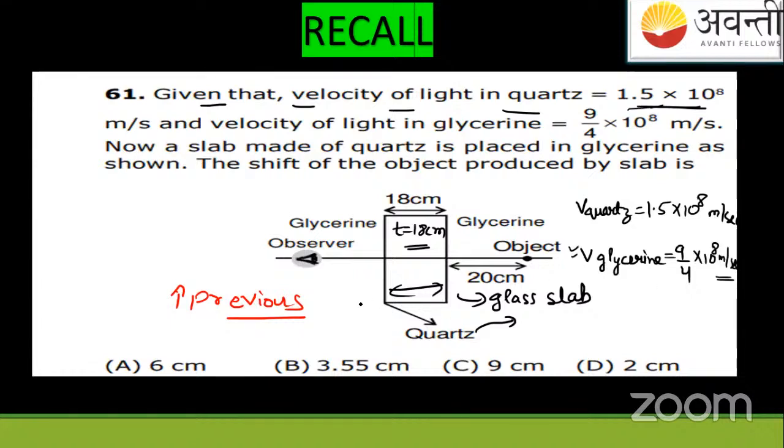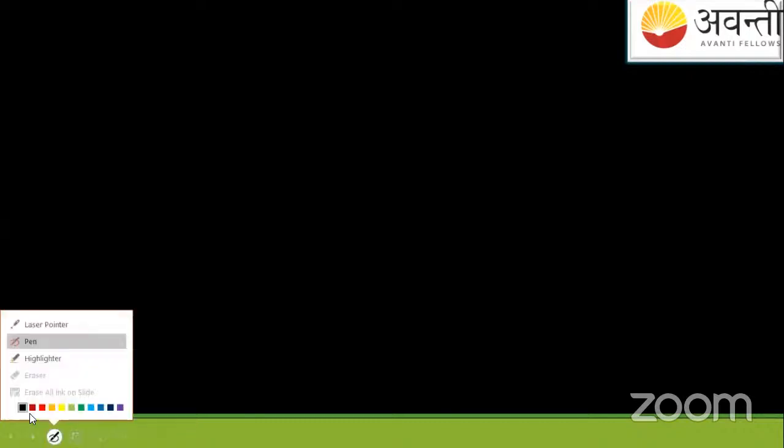Glycerin, it says. So they have given that the slab is present in this glycerin kind of material. Okay, the slab is in the glycerin kind of material, and they ask what will be the shift of the object produced by the slab? So basically, the object is here at 20 centimeter distance. Okay, so I have already given you a formula for the shift. Okay, let me write those things here. Suppose you have a slab like this.